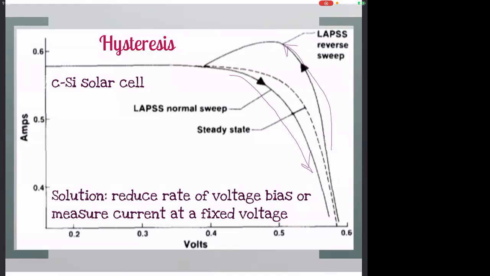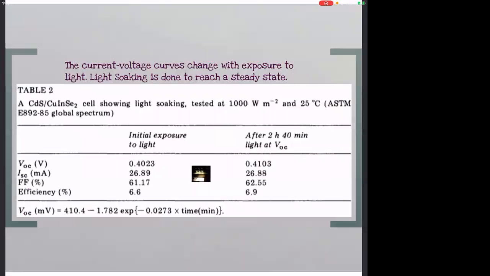And this has to do with some complicated physics. This causes problems, of course, because you don't know what the efficiency is when you've got two different measurements. So to avoid this, you need to reduce the rate of the voltage bias. In other words, you need to sweep very slowly so you get a DC measurement, or measure the current at a fixed voltage, essentially a completely DC measurement. Something to be aware of.